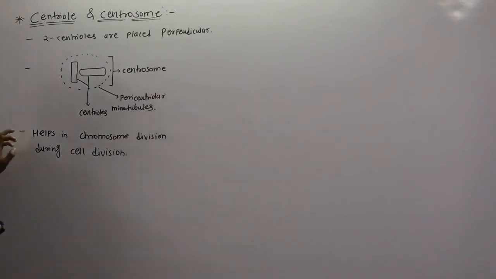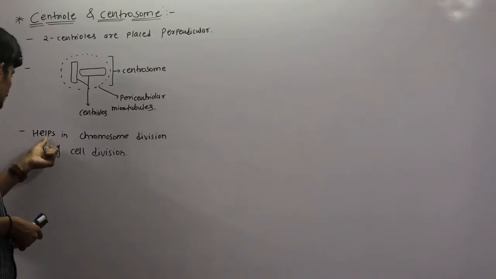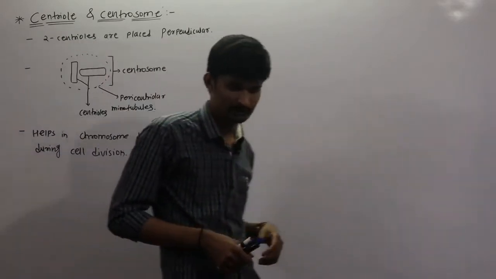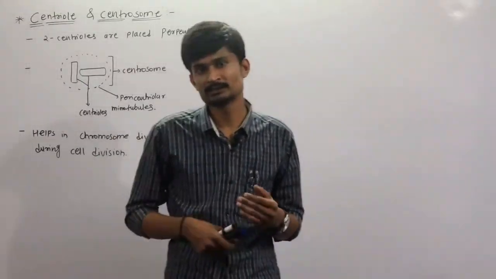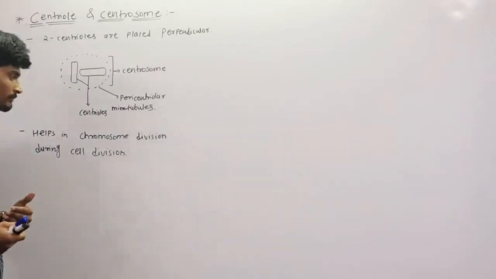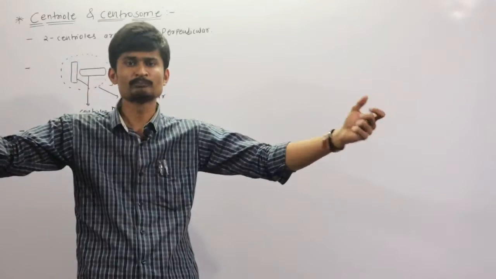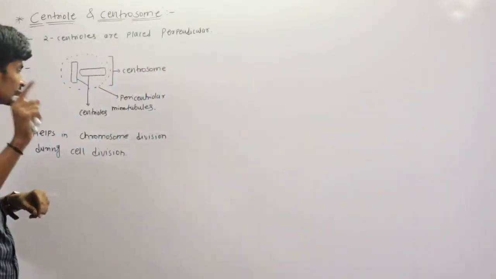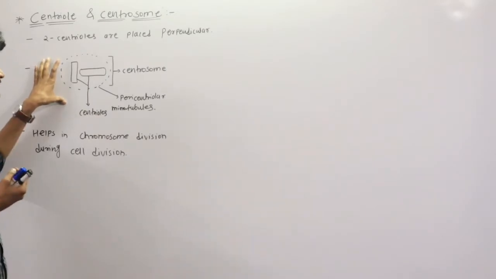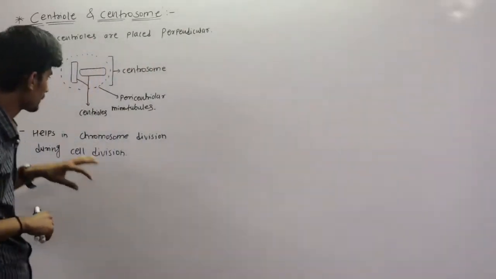What is the basic function of the centriole or centrosome? It helps in chromosome division during cell division. Our next chapter is cell division. During cell division there is a separation and equal distribution of chromosomes, and that distribution is done by the centrosome. How it takes place, we will study in the cell division chapter. So here it is sufficient.